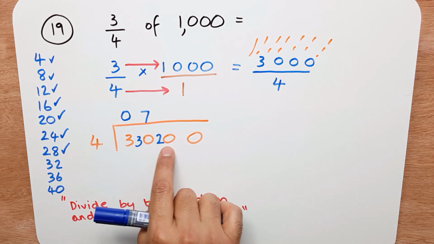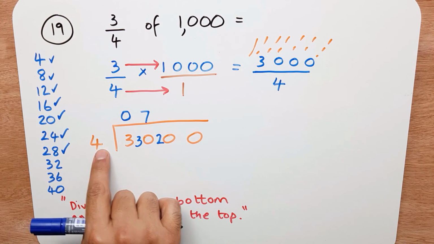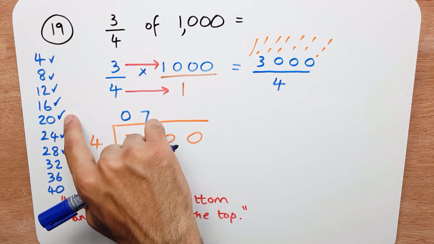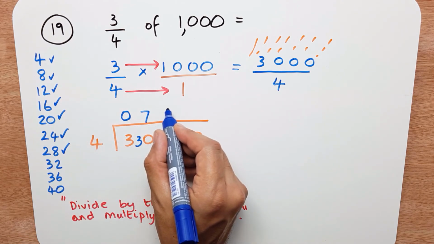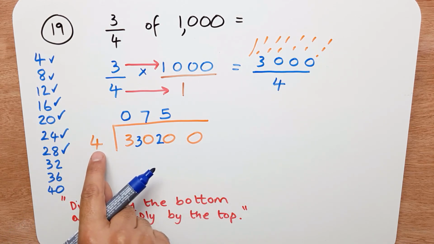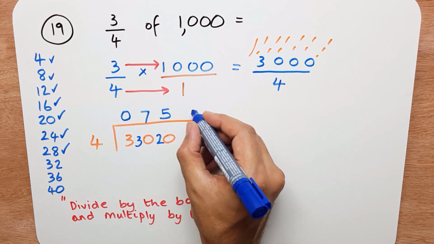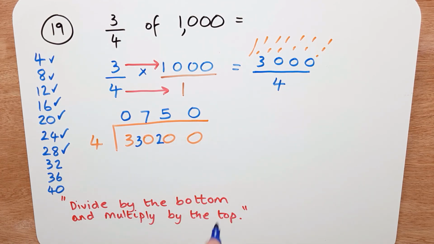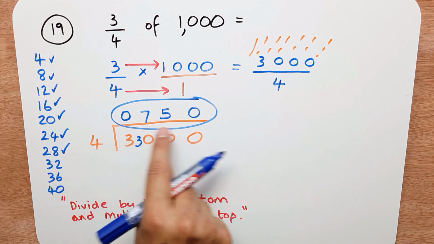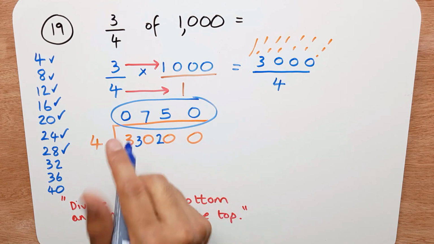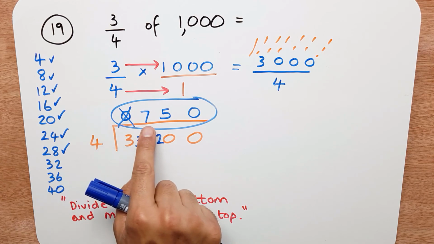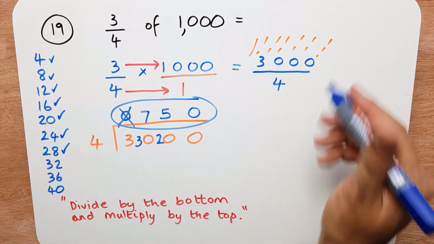So this 0 becomes 20 now. How many 4s are there in 20? Let's have a look: 1, 2, 3, 4, 5. Yes, 5 there, and there's no remainder because we've used all 20. Our next question is, how many 4s are there in 0? 0. And we stop there because we've finished. Again, as before, that's our number, 0750, but we said the leading zeros we can ignore. We're not interested in that. So our answer really is 750, as before.